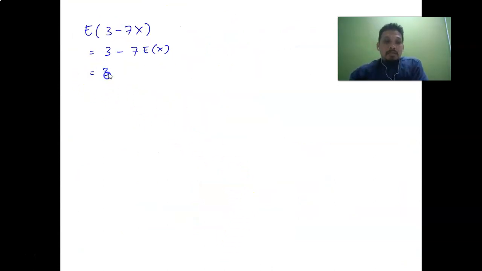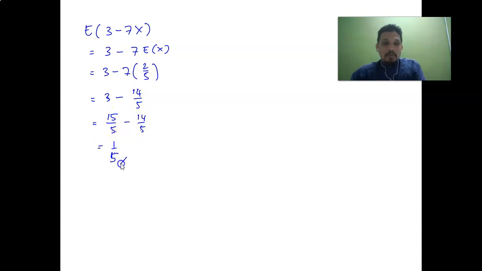So now this is 3 minus 7, and that's the value of expected of x. So what is the value of expected of x? 2 over 5. Okay, so 3 minus 7 times 2 over 5 equal to 14 divided by 5, and 3 times 5 equal to 15 over 5 minus 14 over 5. Equalize the denominator: turn these numbers into a fraction with a denominator of 5 to equalize with the other fraction here. Okay, 15 minus 14 equal to 1 over 5.